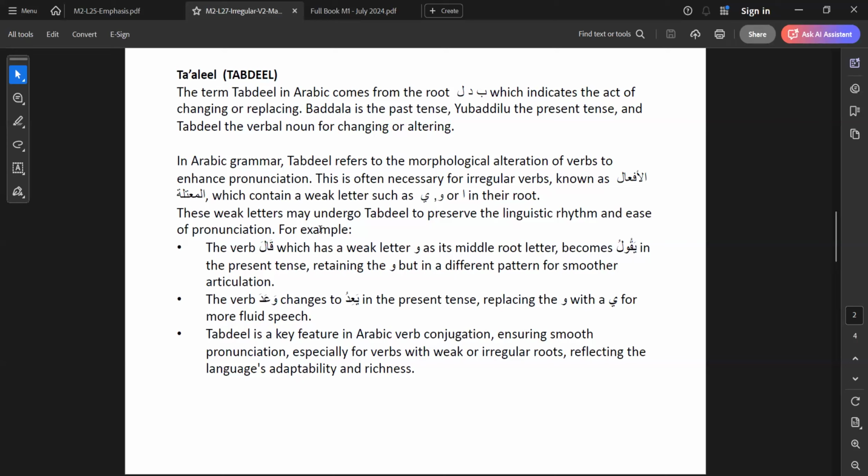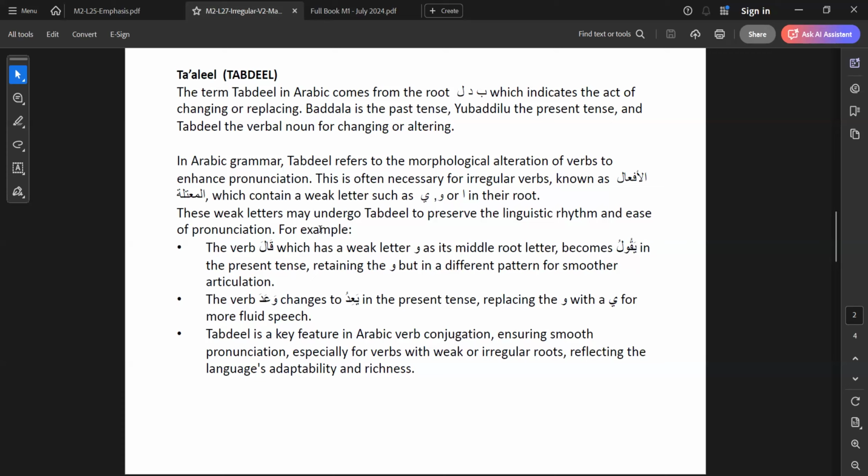Now moving to the next one, which is غير صحيح. They are classified into three types. The first one is the mahmuz, and then we have the mu'tal, and then we have muda'af. So mahmuz means that one of the fa, ayn or lam kalima is a hamza.